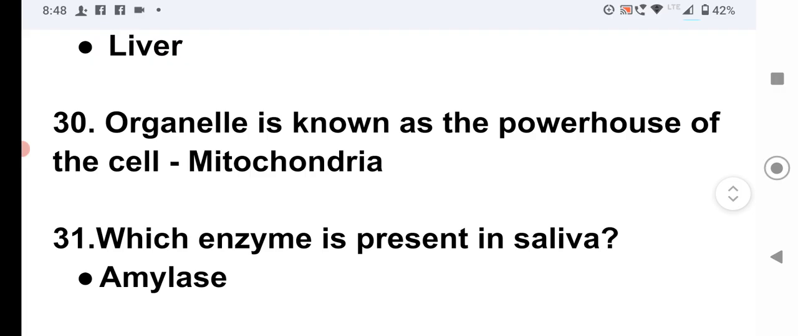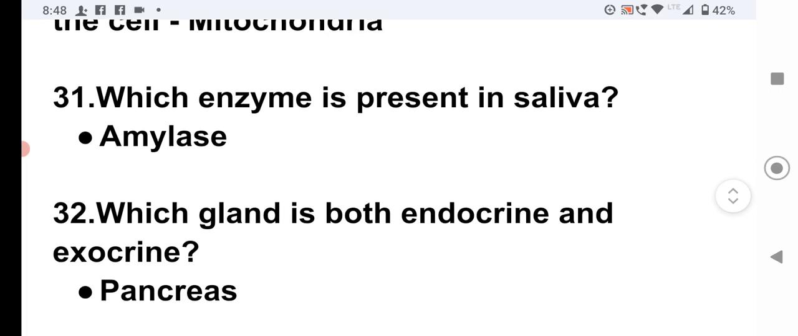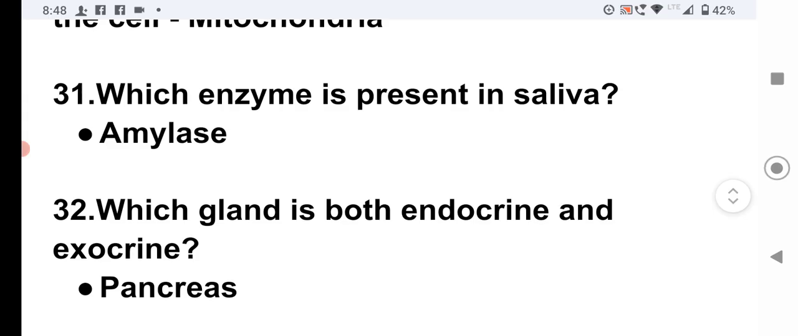Question number 31: which enzyme is present in saliva? Amylase. Question number 32: which gland is both endocrine and exocrine? Pancreas. And pancreas is also known as a double endocrine gland or mixed endocrine gland, which is endocrine and exocrine in function: endocrine as it secretes hormones, and exocrine as it secretes enzymes.